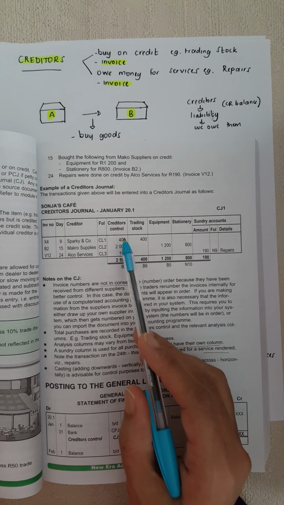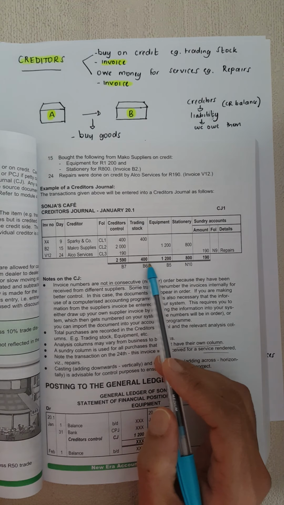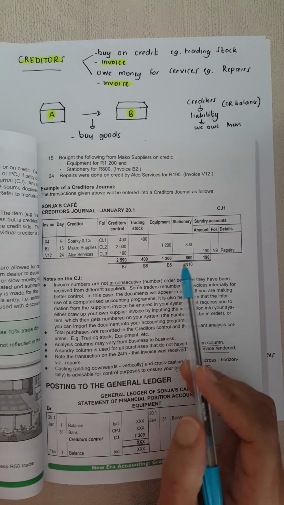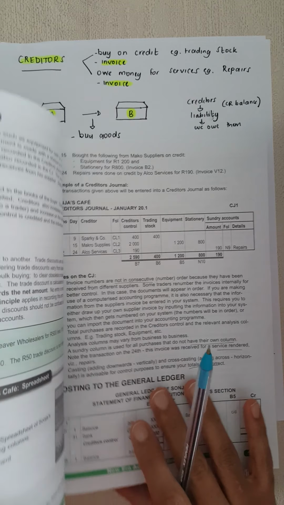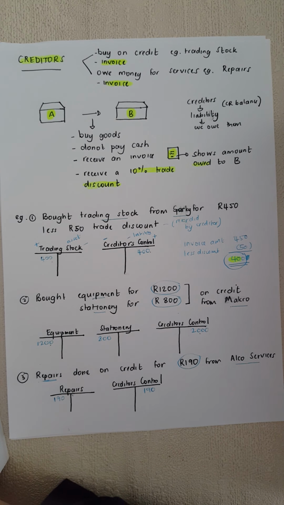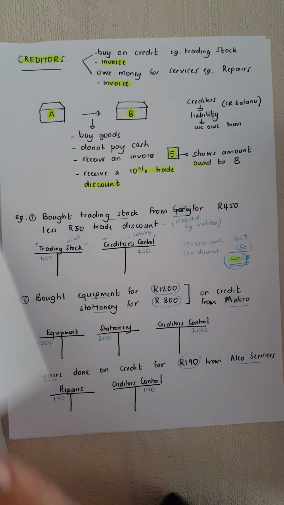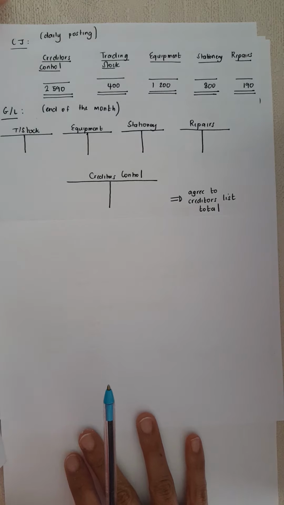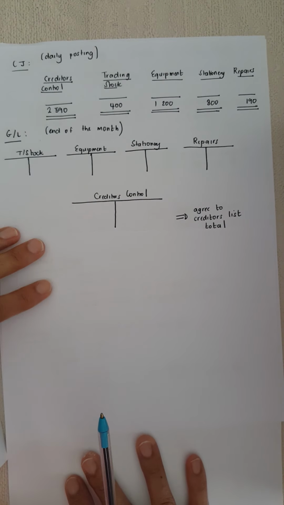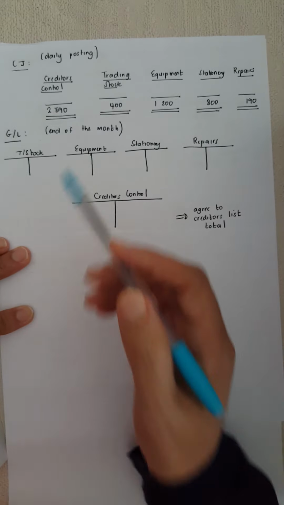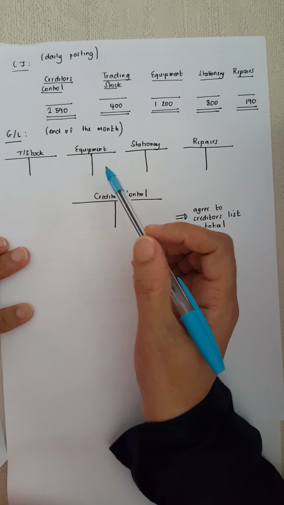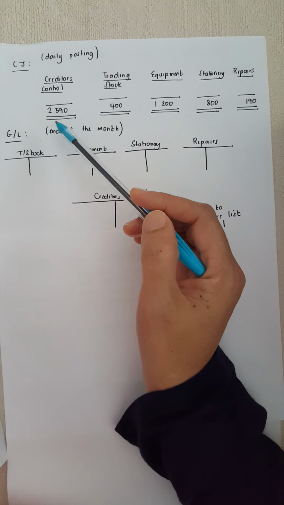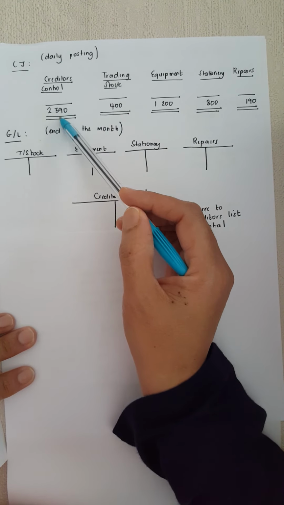So now we're going to follow the creditors control and see how we're going to post this into the general ledger. Once we've completed our creditors journal for our transactions, we've got the creditors control, and we need to see how to post it to our general ledger. So now we're starting with those balances that I've shown you in the book. My creditors control is 2590.